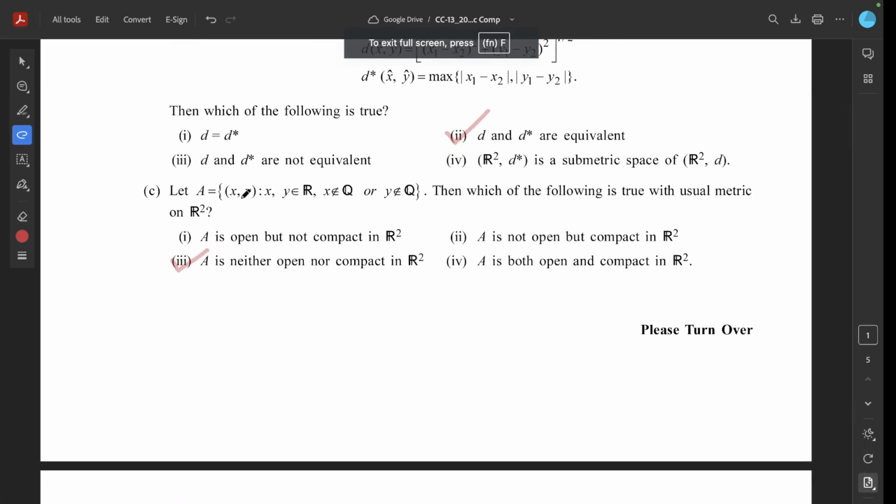Question c. Let A be the set of all those ordered pairs (x, y) belonging to R², where x is not a rational number or y is not a rational number. Then which of the following is true with the usual metric on R²? Correct option is 3: A is neither open nor compact in R².